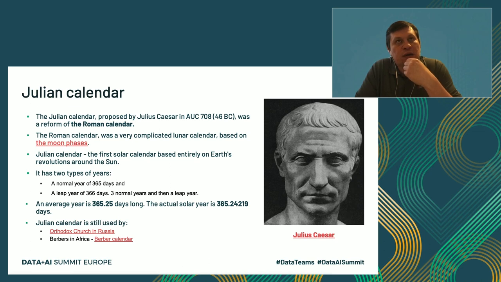It has two types of years: normal years and leap years. A normal year has 365 days, but a leap year, which happens every 4 years, has 366 days. So an average year is around 365.25 days long. It's pretty close to the actual solar year, but there is some kind of error, and that's why this calendar was replaced in 1582 by another one. But the Julian calendar is still used in some areas in Africa, for example, and the Russian Orthodox Church still uses the Julian calendar.